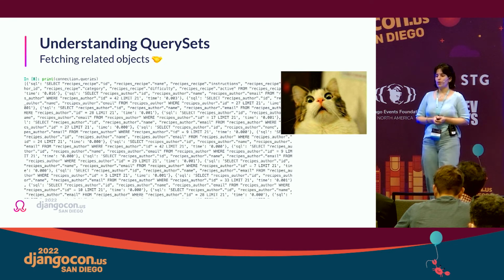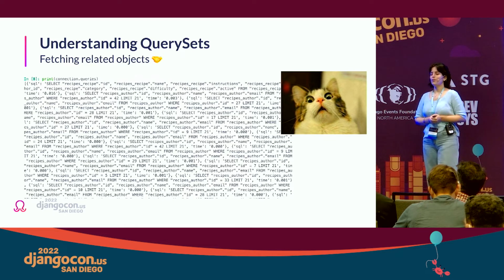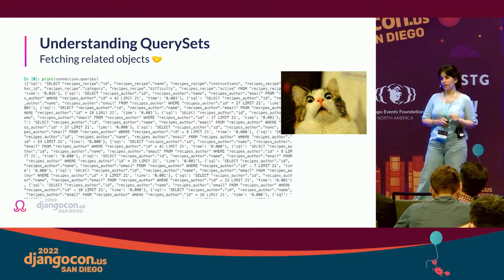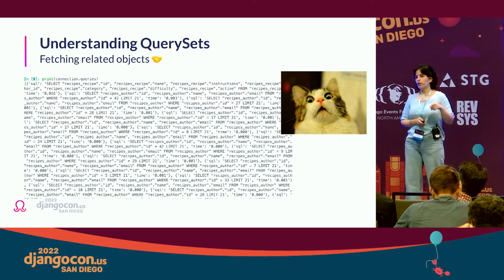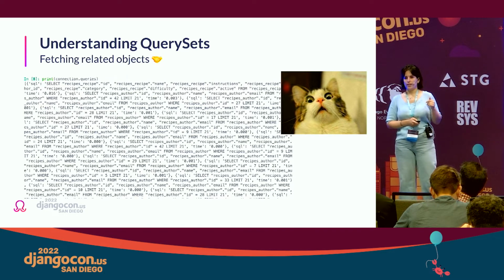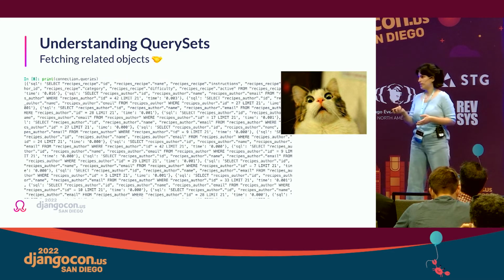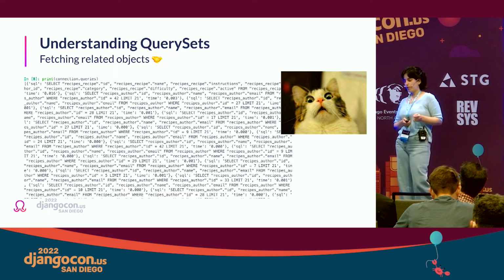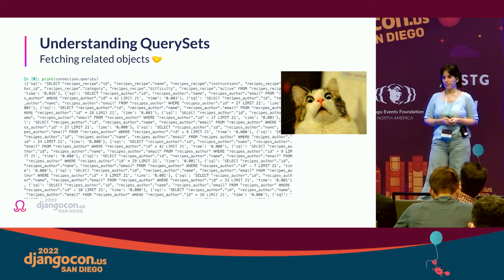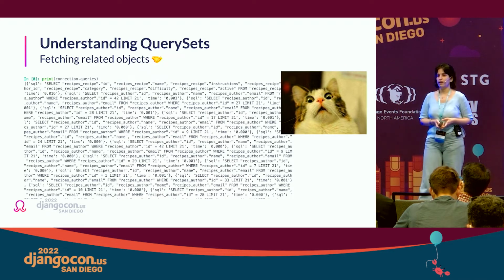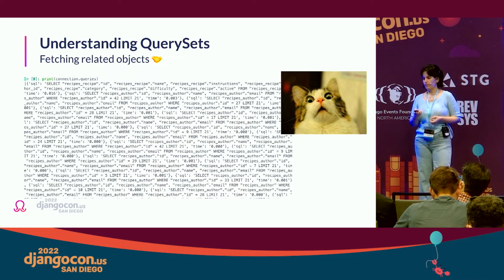Well, as you can see, there are a lot of queries. The first one is selecting all the recipes, and then there is one query per author per recipe. I had 4,000 recipes in my database, so this is going to perform 4,001 queries. So this could be pretty inefficient when we have a lot of data. So what can we do to avoid this?